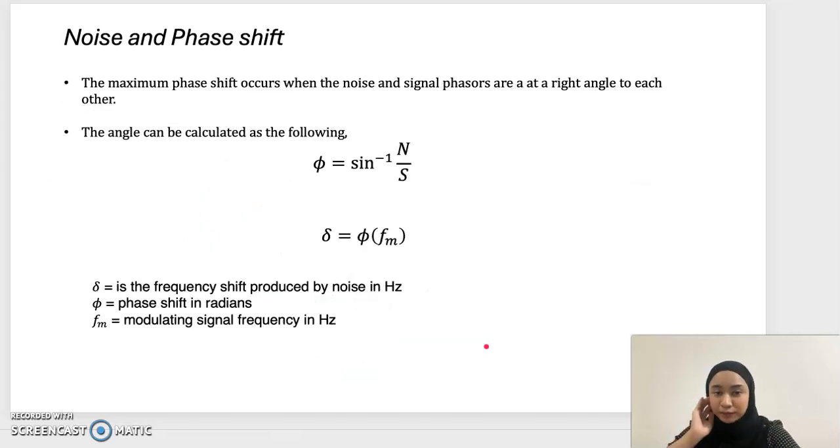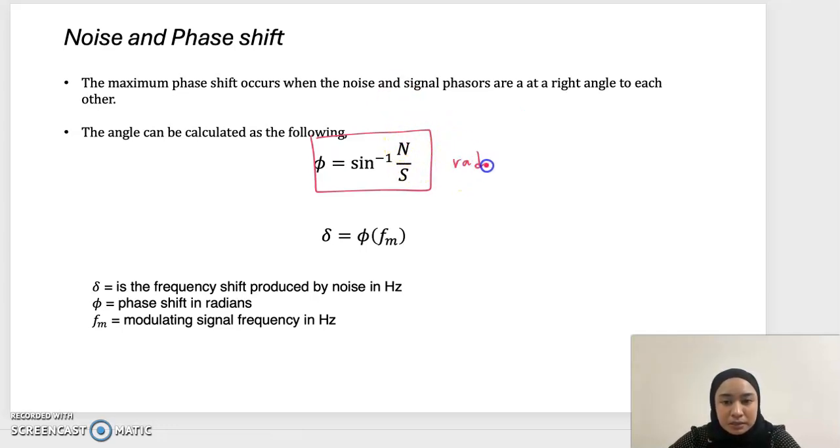Typically, I don't actually give you the diagram, I will give you values. So when we have values, this is the equation that you will be using: phi, or phase noise, is equal to inverse sine of noise over signal, and you will get the phase shift in radians. From this value, you will get delta, and delta is the frequency shift, not the phase shift, the frequency shift produced by the noise.